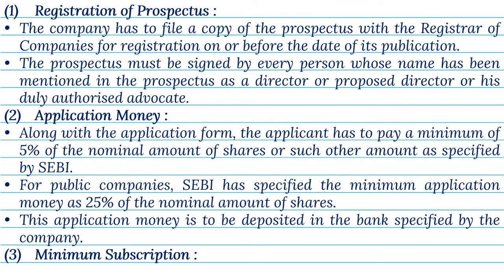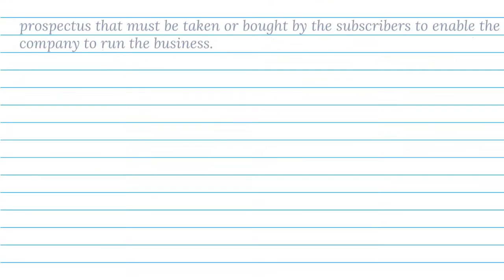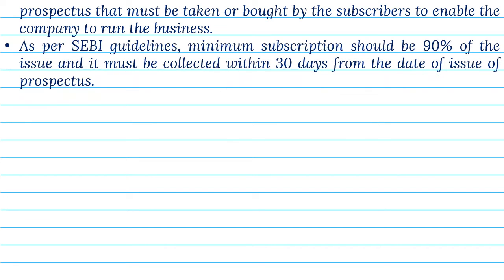3. Minimum subscription. Minimum subscription is the minimum amount of shares stated in the prospectus that must be taken or bought by the subscribers to enable the company to run the business. As per SEBI guidelines, minimum subscription should be 90% of the issue, and it must be collected within 30 days from the date of issue of prospectus.